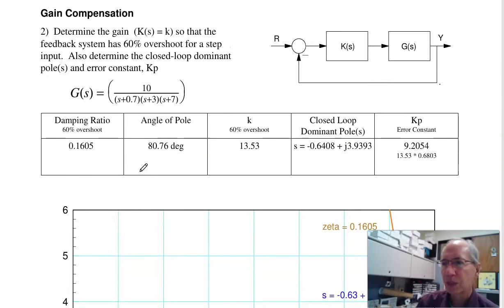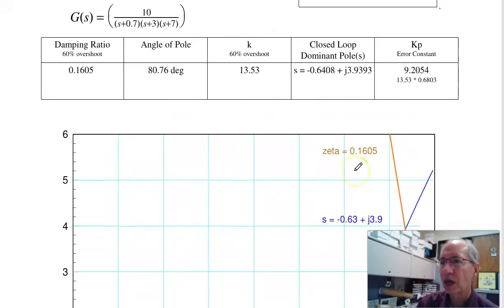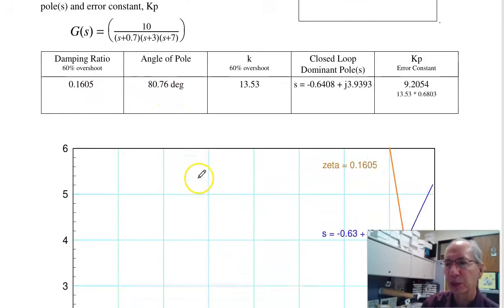Problem 2. Here's the root locus, given in blue, for G of s. Find K for 60% overshoot in the step response. Now to do that, I go to the second order damping curves and find out where is 60% overshoot. It's between a damping ratio of 0.1 and 0.2. So if you say 0.15, good enough. It's actually 0.1605. Take the arc cosine. That's the angle of the pole.